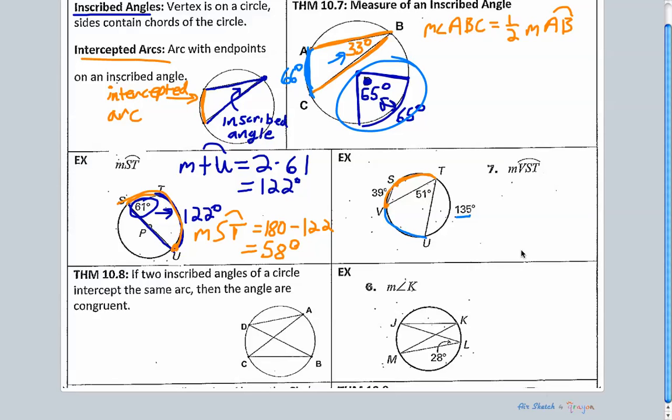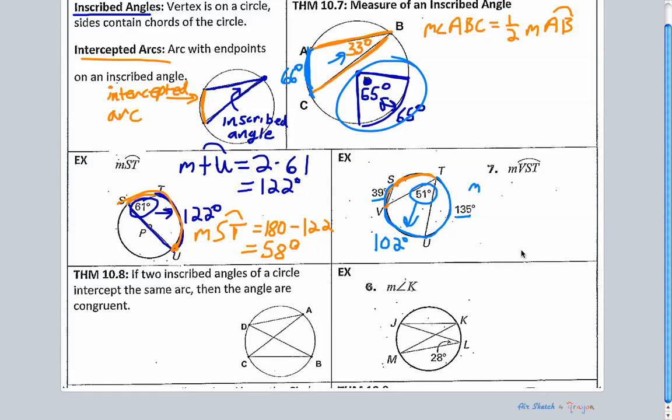Let's find UV. Well, if this angle is 51, this arc out here must be 102 degrees. It must be 2 times 51. So that means I know VU. Got that down. I know TU. I know SV is 39. The only thing I'm missing is ST. Let's figure out ST real quick.